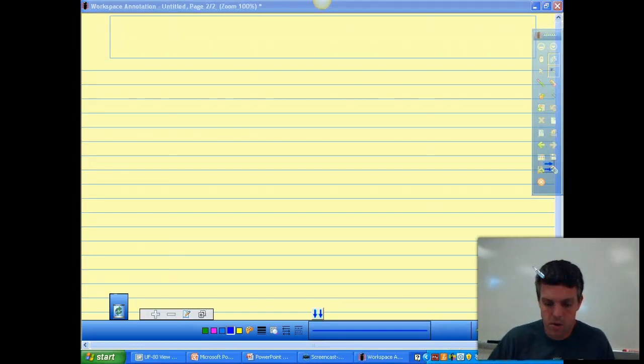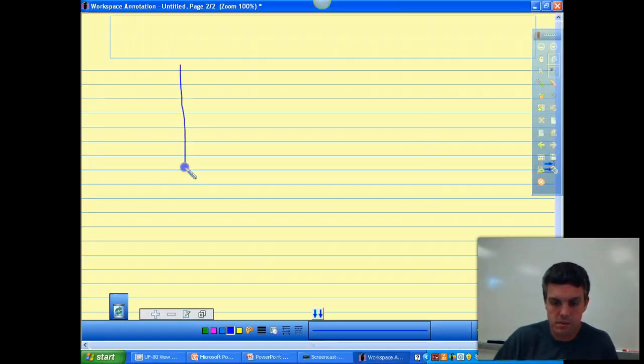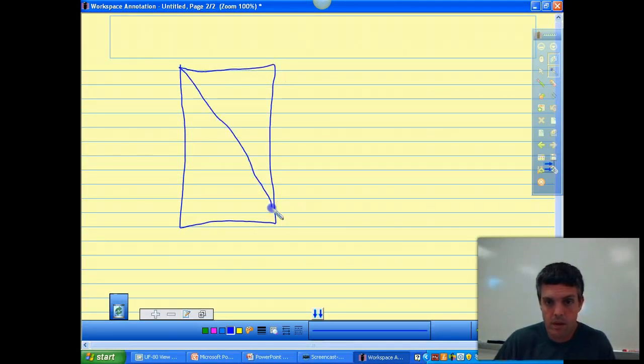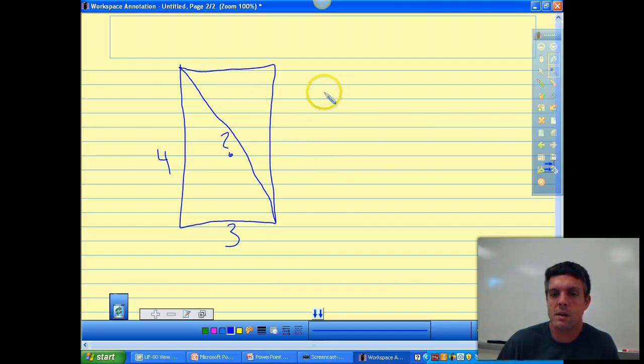What do we know? We know we've got a rectangle cut in half, and we've got 3 by 4. And we need to know that side, that question mark. We want to know that side so we can find out the perimeter that she needs.